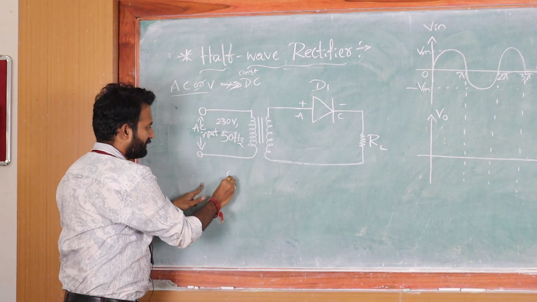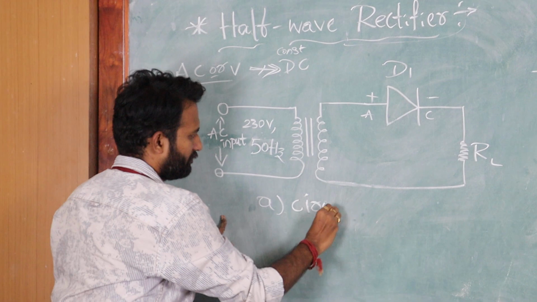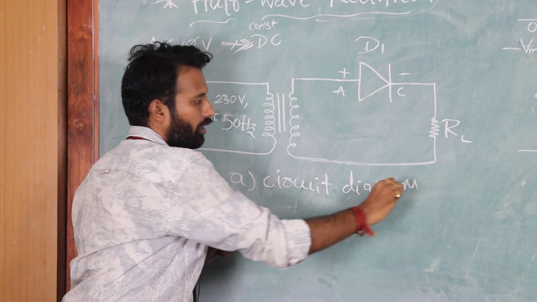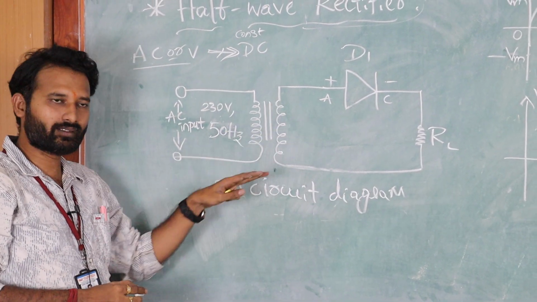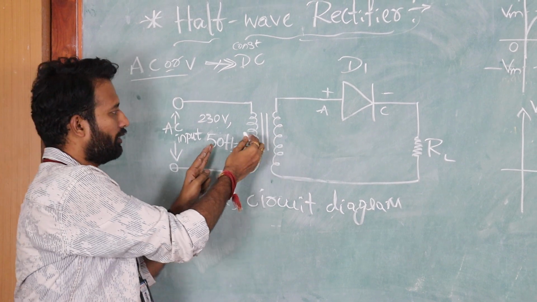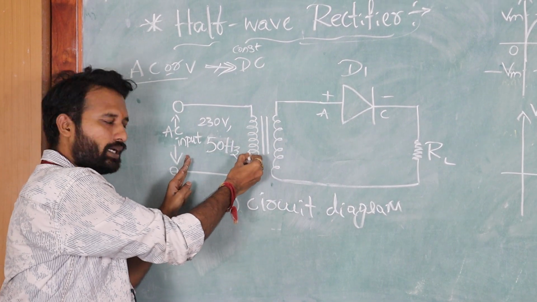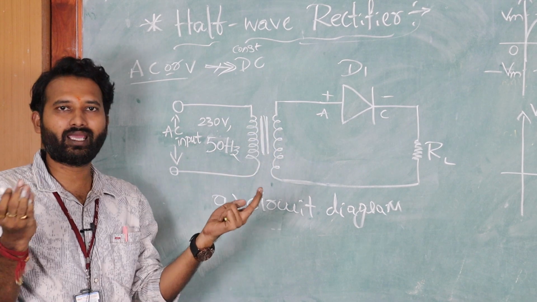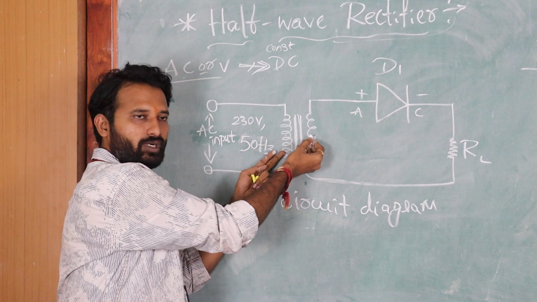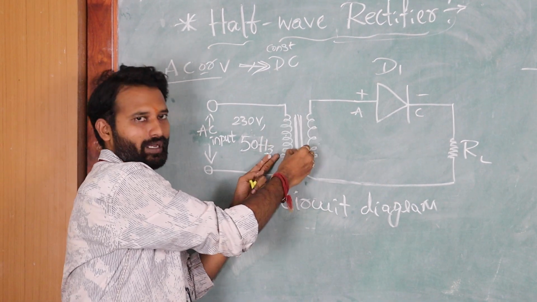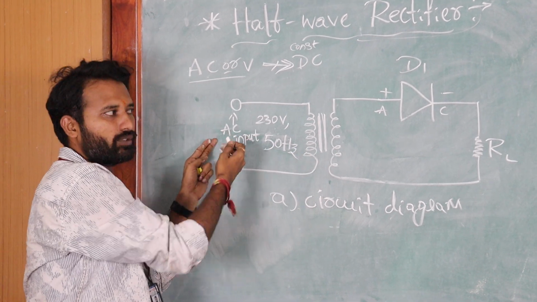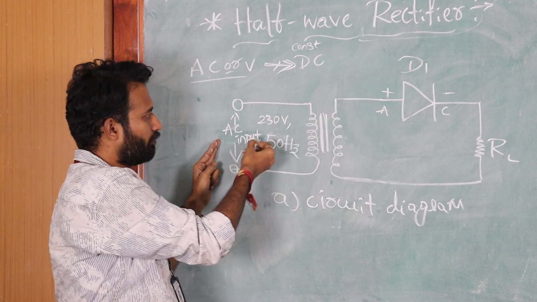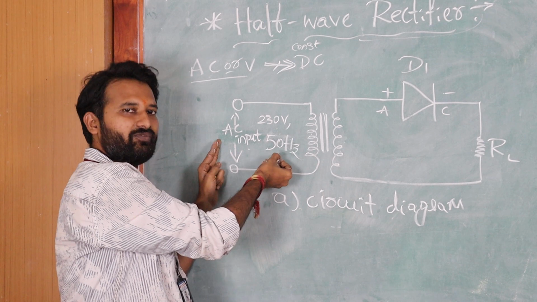This is the circuit diagram for half-wave rectifier, which consists of a step-down transformer. This coil is the primary coil, and this coil is the secondary coil, and this symbol is the air gap between the transformer's primary and secondary coil. Here we are providing an input. Our input is alternating current, alternating means changing, an AC input of 230 volt and 50 hertz.